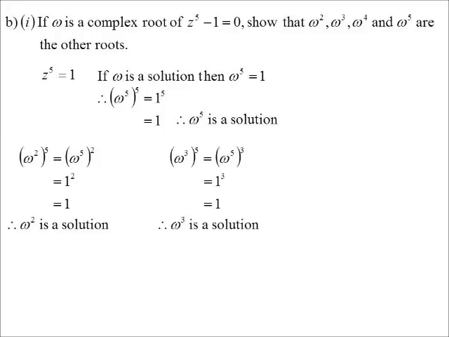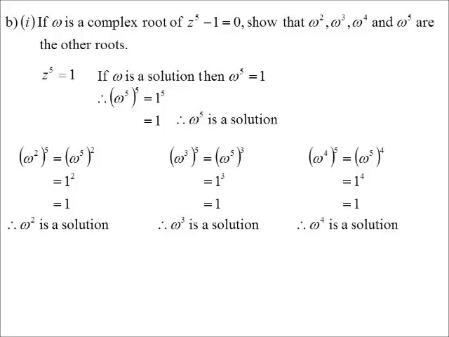Now omega cubed to the power of 5 I could rewrite as omega to the power of 5, cubed. But omega to the power of 5 is 1, and 1 cubed is 1. So omega cubed is also a solution. Now what else do we have to show? I've done squared, cubed, I've done power of 5. Omega to the power of 4. Gosh, I wonder how I'm going to do that one.